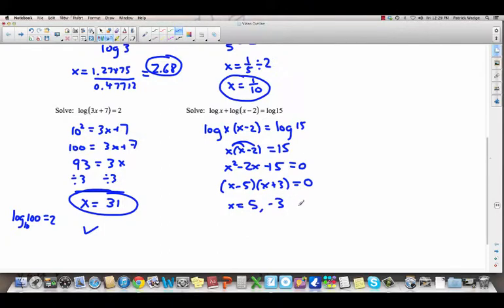Don't forget to check for extraneous roots. There's one of these that won't work. Which one? The negative 3. You can't have a value here that is negative, so only the positive one works. And so x equals 5 is your answer. This is a reject.